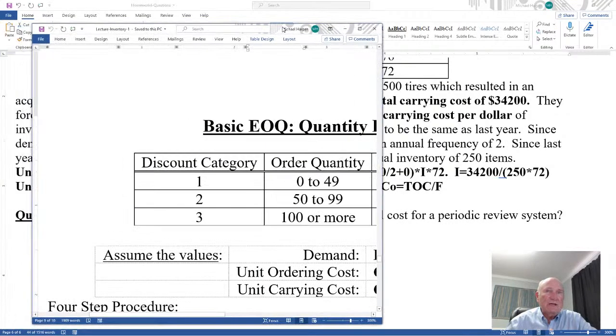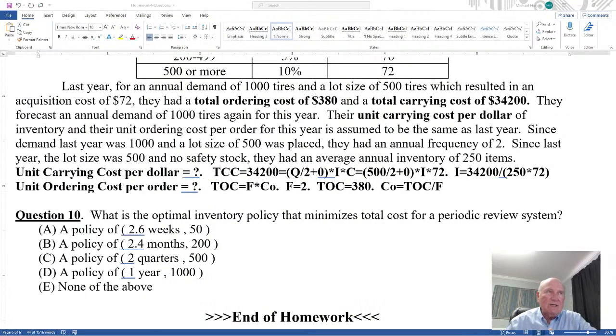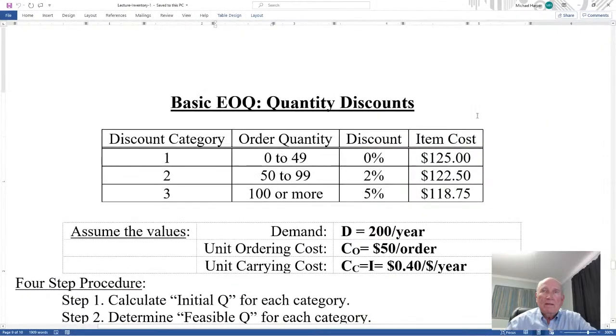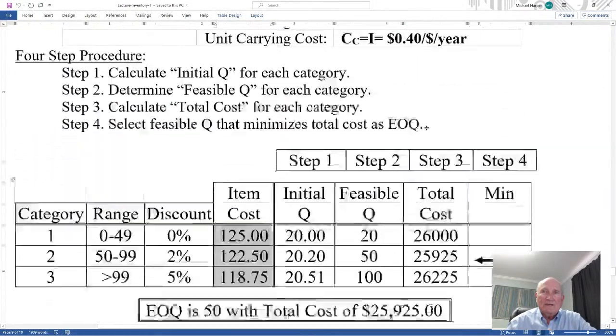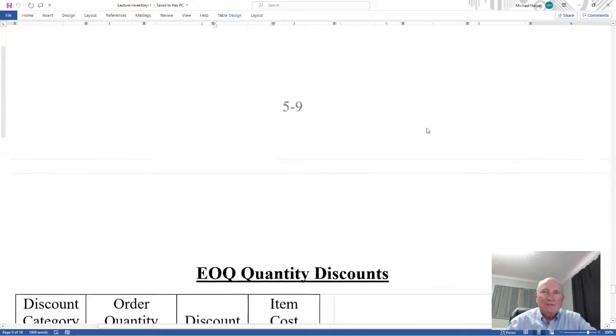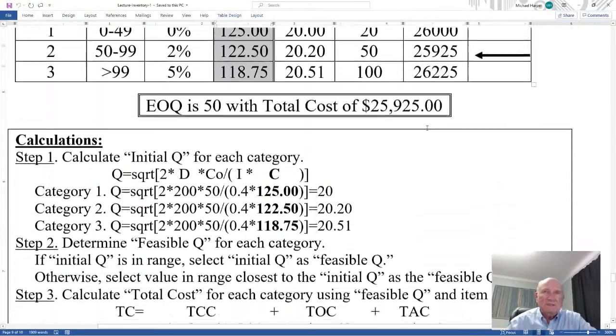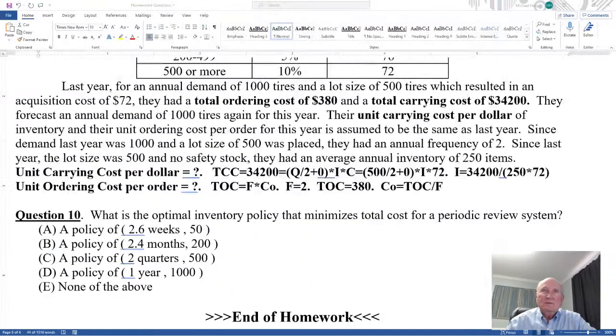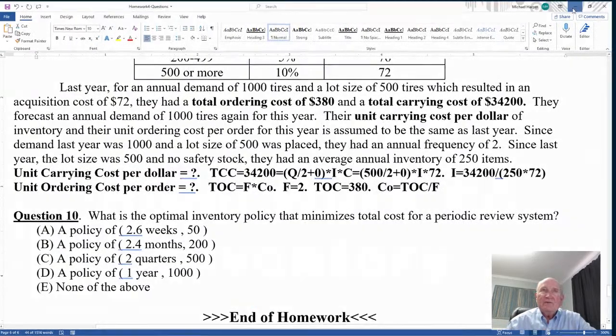And then the lecture here and also the video is how you add, actually, not the basic EOQ, it's going to be the quantity discounts down here. And this right here on page 5-9, it's exactly how you work it out. And I'll leave that for you to work out. So that's all I have for the homework.